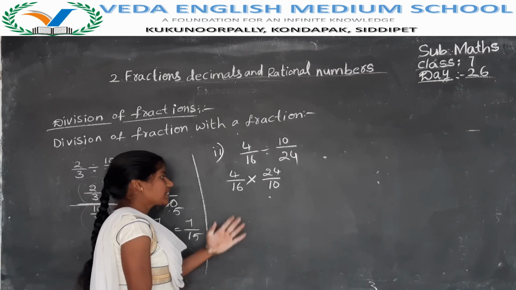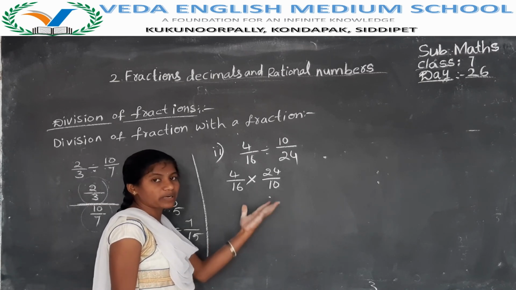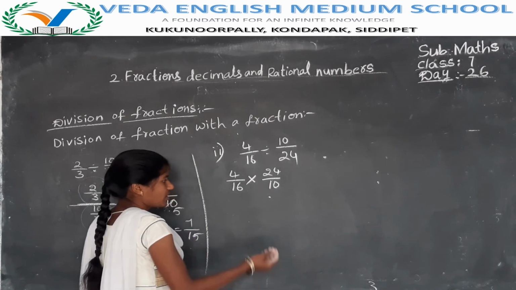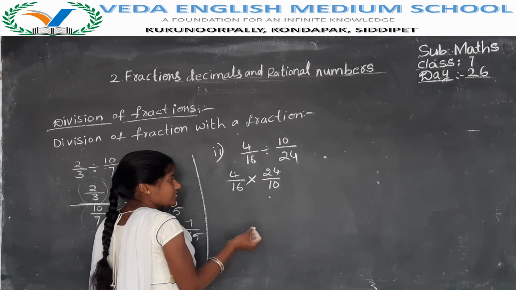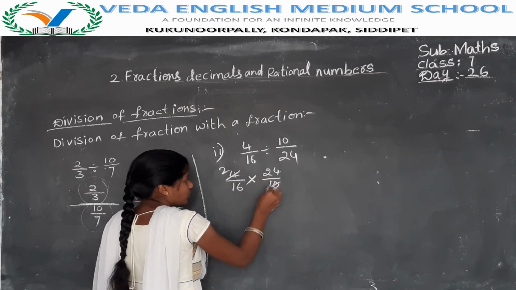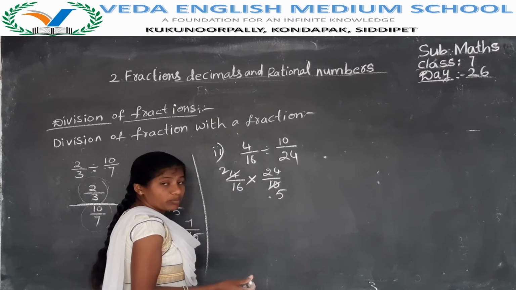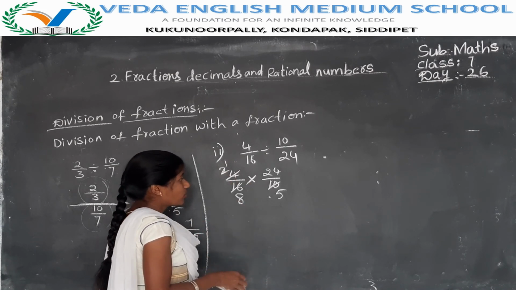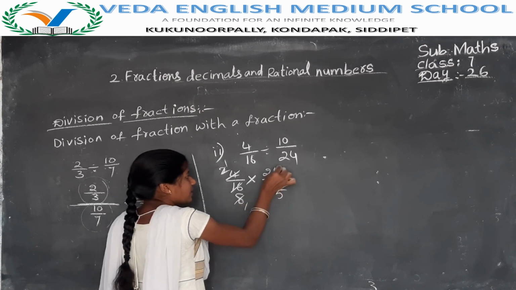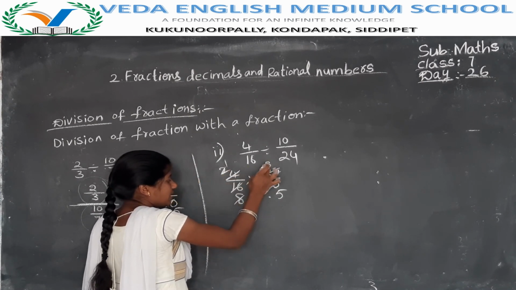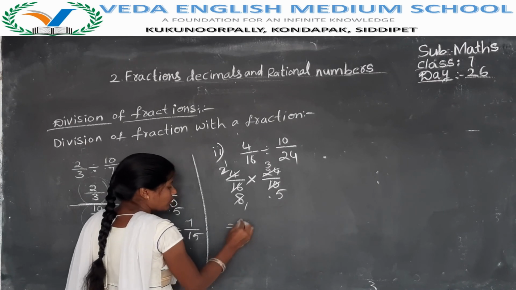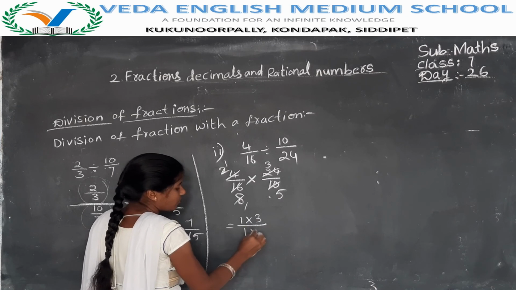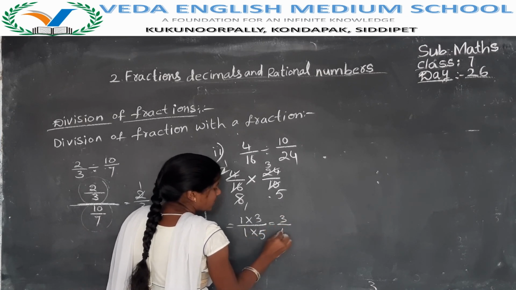Now, is there any possibility to cut? You have to cut, otherwise multiply the numerators and the denominators and write the answer. Yes, there is a possibility: 2 twos are 4, 2 fives are 10. Any more? Yes, 2 ones are 2, 2 eights are 16. More? Yes, 8 ones are 8, 8 threes are 24. Now 1, 3, 1, 5. There is no more possibility, all are prime numbers, so multiply the numerators, 1 into 3, and the denominators, 1 into 5. The answer is 3 by 5.